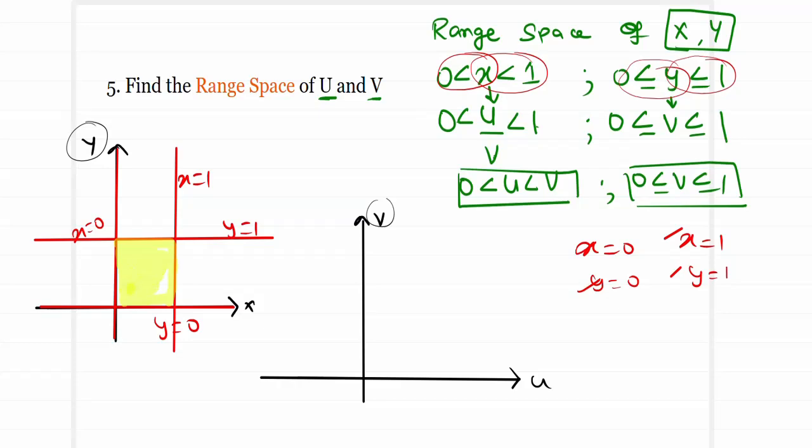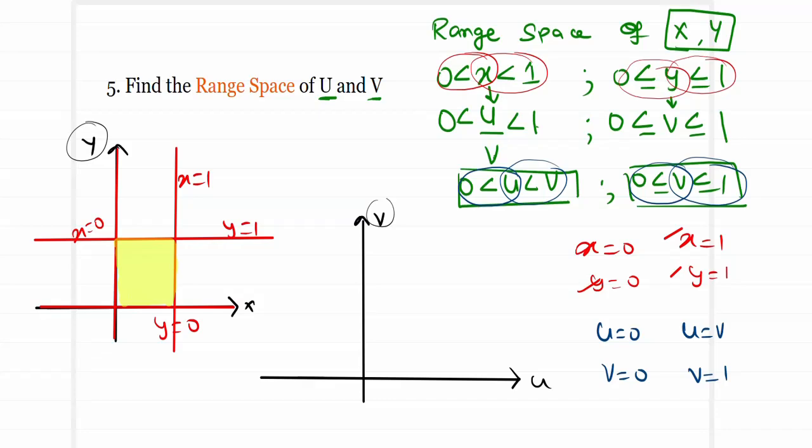So I have my old space, which is obtained as a square. Now let us see how this transforms into the new space. In my new space, what is the lower limit of u? u is equal to 0. What is the upper limit of u? u is equal to v. Now, what is the lower limit of v? v equal to 0. What is the upper limit of v? v equal to 1. We will try plotting these four lines.